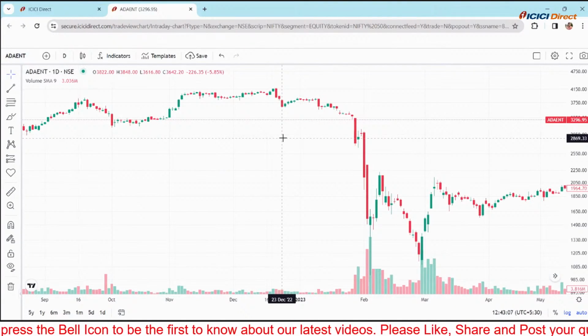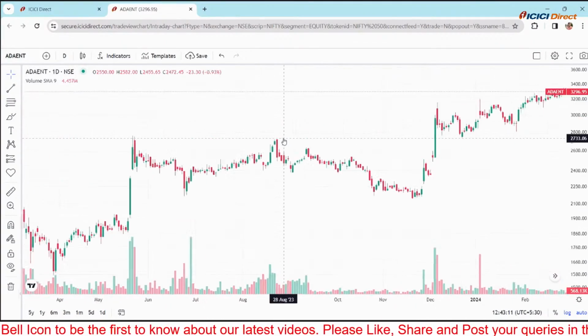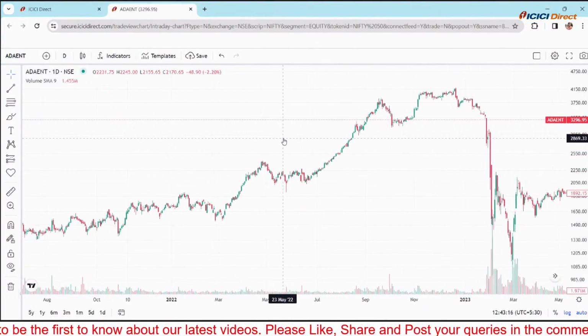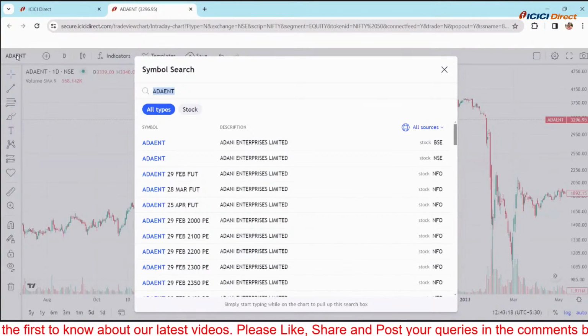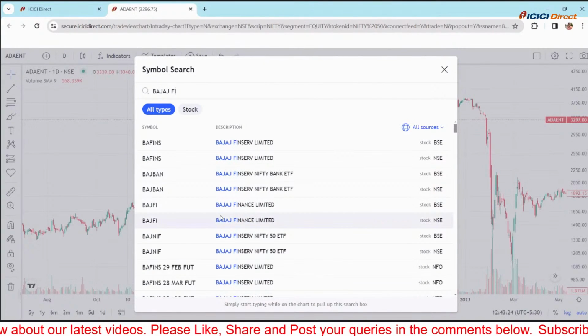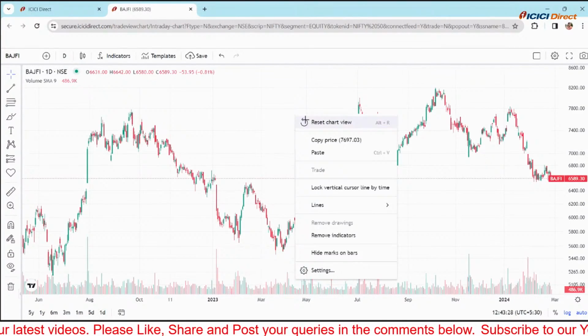No, there was no indication given last year. That is not there. Any stock which has gone down, Delta Corp is one of the stocks, Bajaj Finance. Yeah, we'll take Bajaj Finance. Bajaj Finance has gone down. Yeah, this is Bajaj Finance.